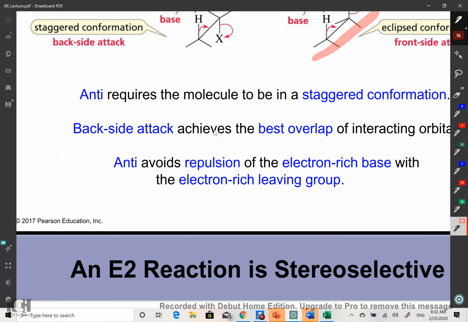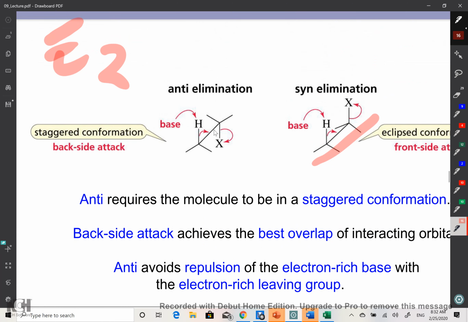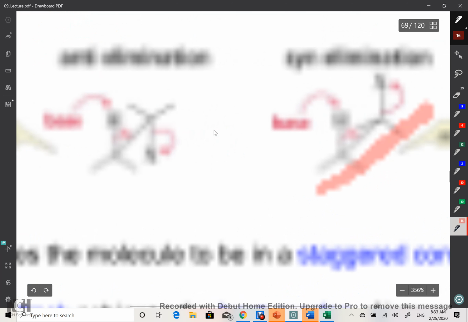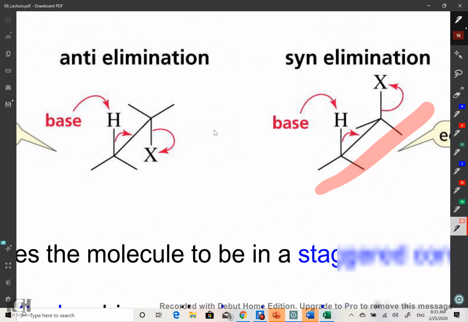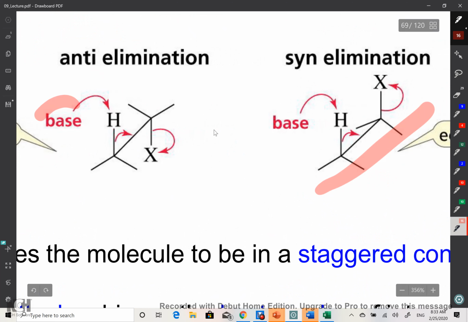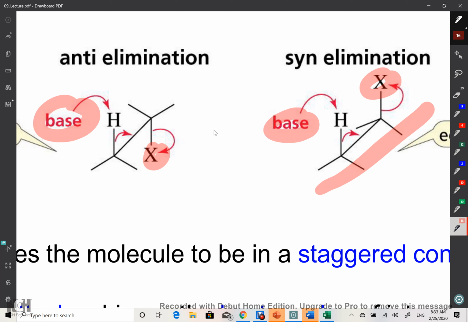And so this anti-elimination avoids the repulsion between the electron-rich base and the electron-rich leaving group. I don't know if that really makes sense to you. Look at the base. Remember that the base is electron-rich. And the leaving group also becomes electron-rich when it is leaving. And so if you remove the leaving group from the same direction in which the base is coming, you will have this clash of negative charges. That's why we stop the syn elimination.